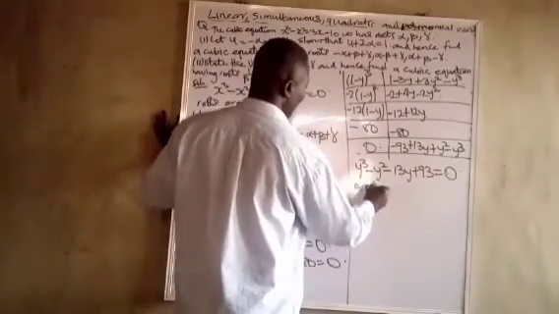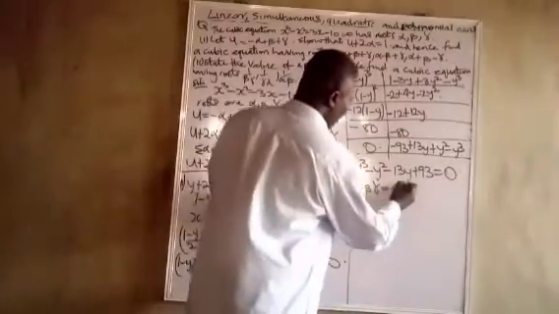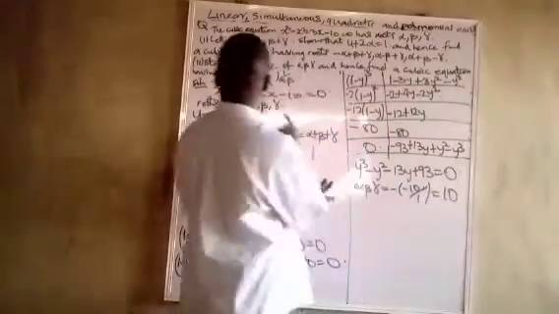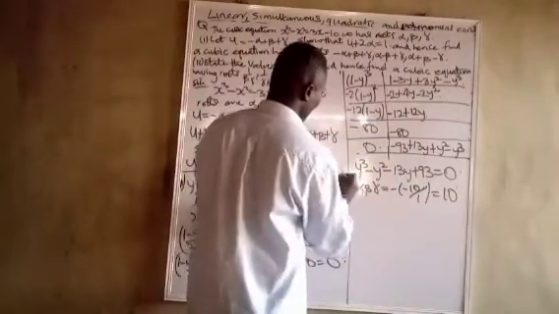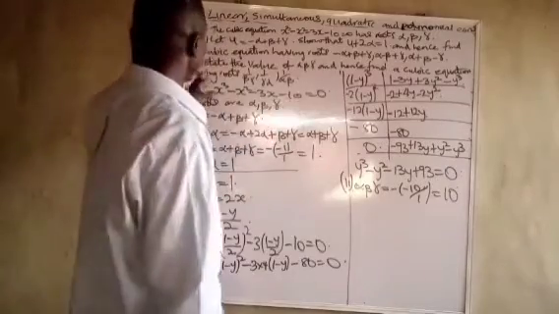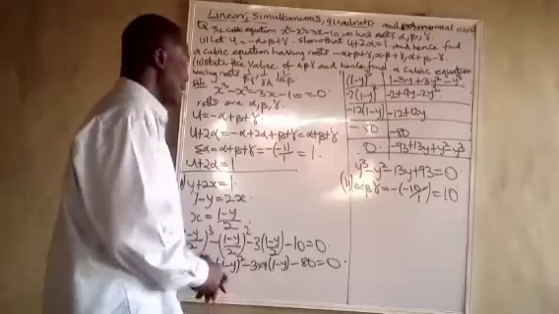Alpha beta gamma is equal to minus negative 10 over 1, and that is 10. So that is for 2. It's now asking us again that we should find the cubic equation having roots 1 over beta gamma, 1 over alpha gamma, and so on.